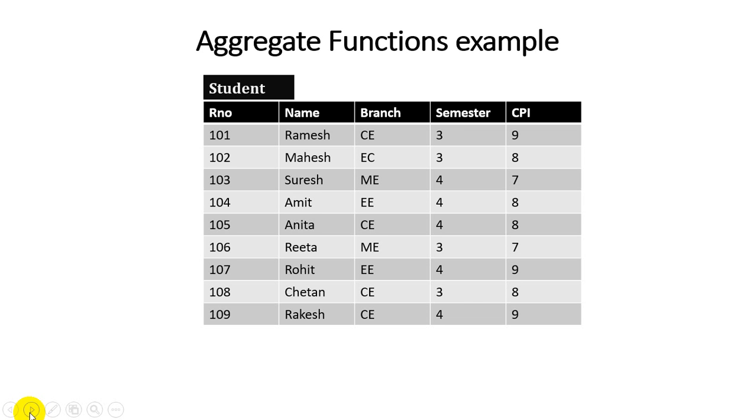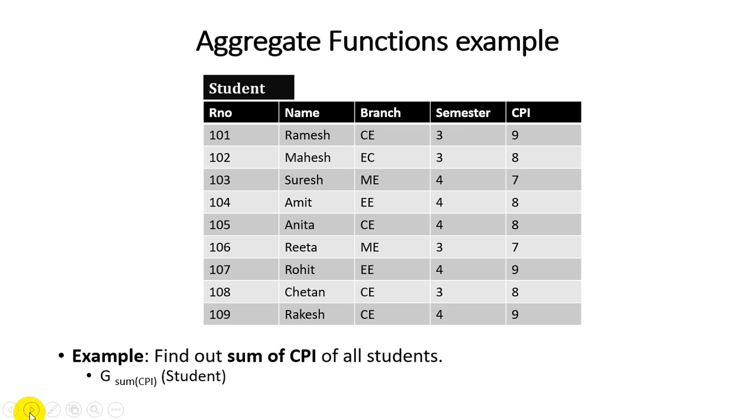In the student relation, there are 5 attributes known as RNO, name, branch, semester, and CPI, and there are lots of tuples. You can easily see that in the single table there are 5 different attributes. Now we apply all the aggregate functions on this single relation. First, find out the sum of CPI of all the students. If we want to find the sum of some records, we use an aggregate function. So G of sum, we find the sum of CPI, so the attribute name is CPI and the relation name is student.